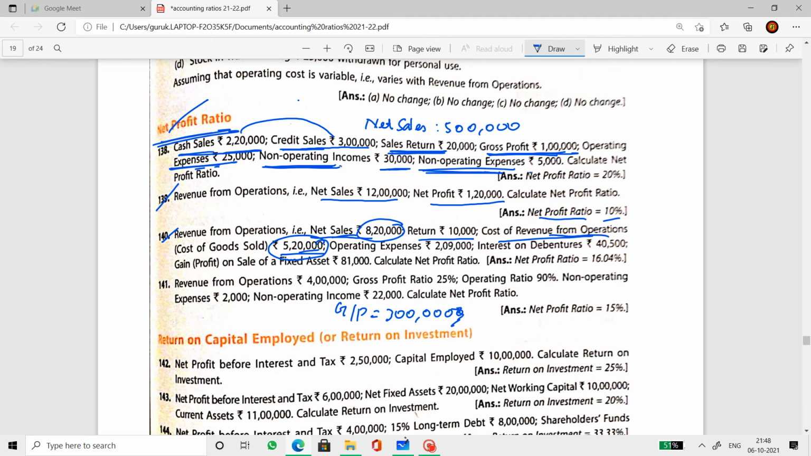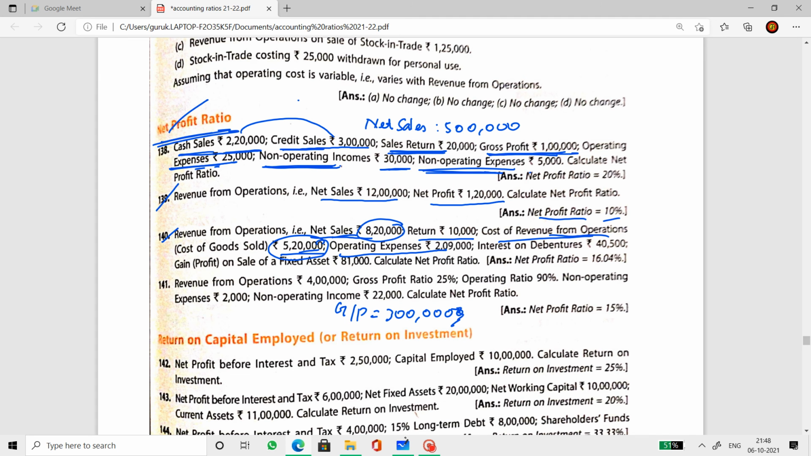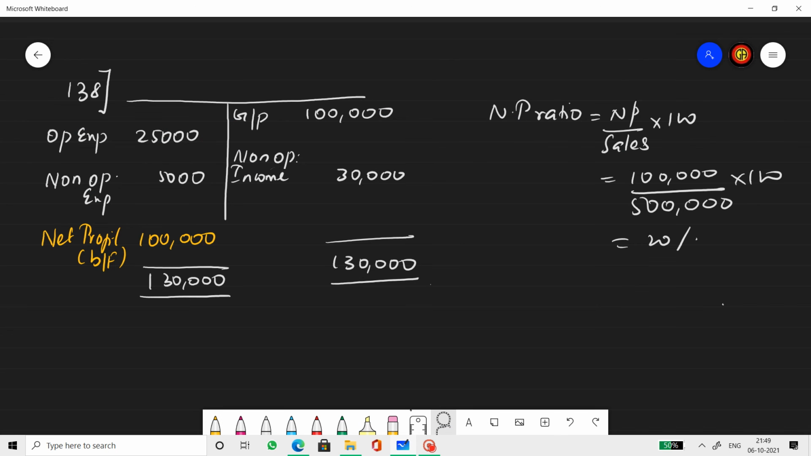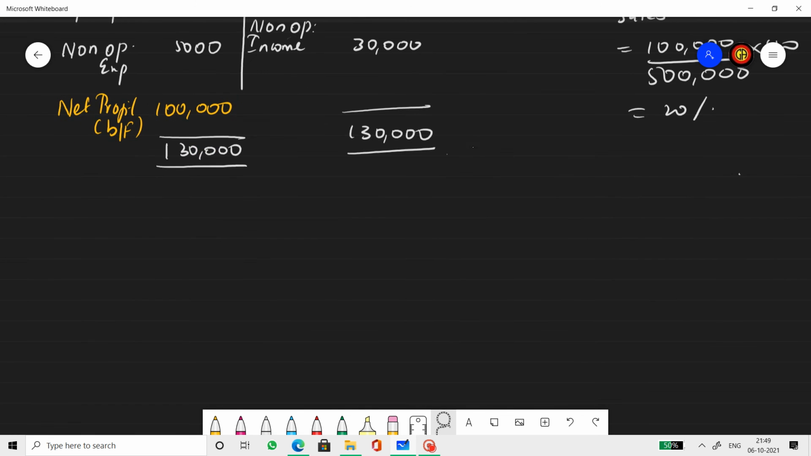Operating expenses 2,09,000. Interest on debentures is a non-operating expense. What is a debenture? Debenture is an acknowledgement of a debt. So this is interest given to the debenture holder. Therefore, it is a financing activity. Hence, it comes under non-operating expenses. Gain on sale of fixed asset is also a non-operating income. So the first one is a non-operating expense and this is a non-operating income. So once you consider that, you get the net profit ratio here as given in the question.